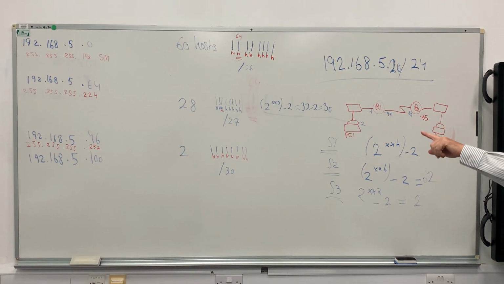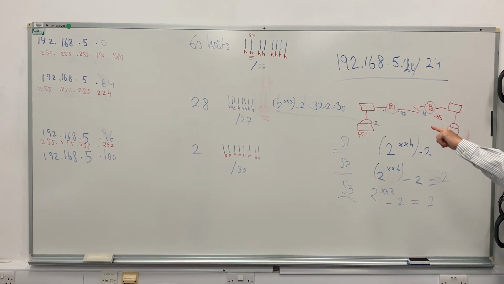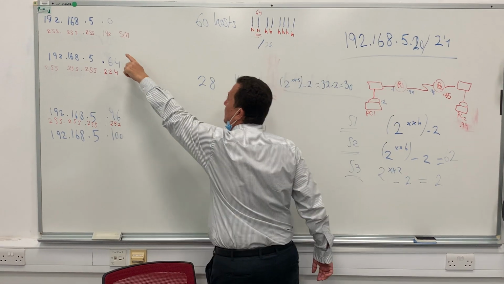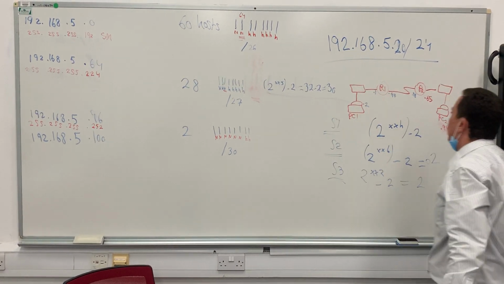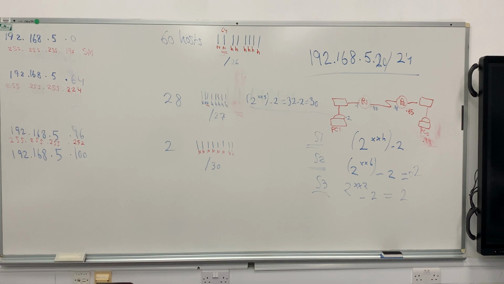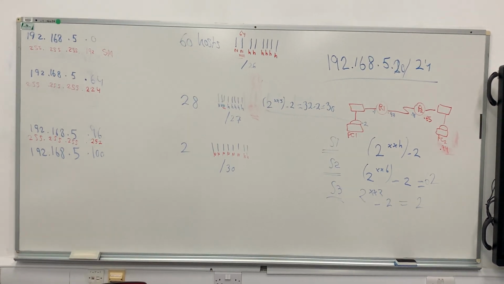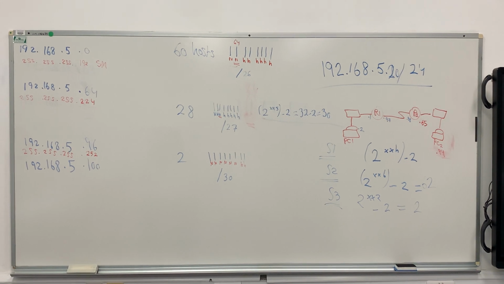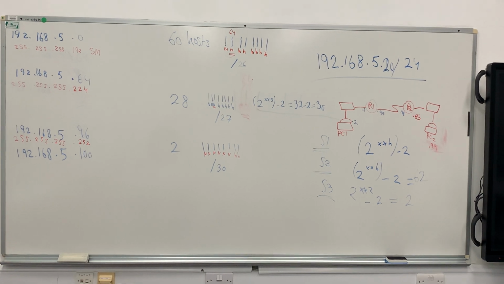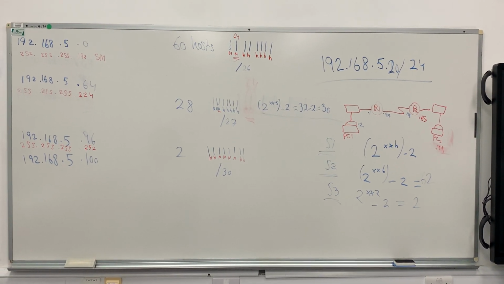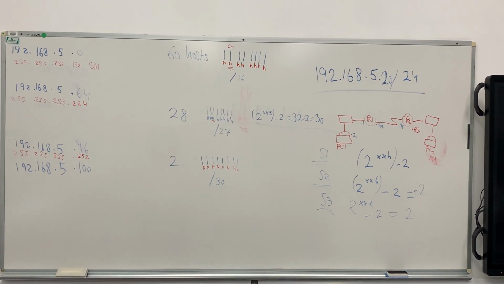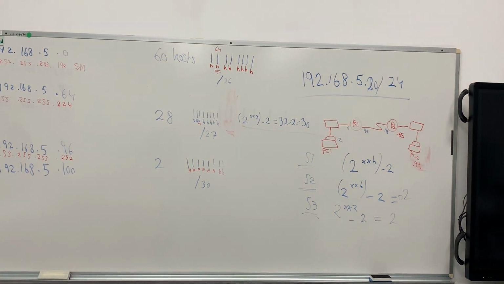Okay, so this gives us the magic number. The magic number will be this number, which is 64. That's why my first subnet will be from 0 to 64. My first usable address will be .1, and my last usable address for the subnet will be .62.